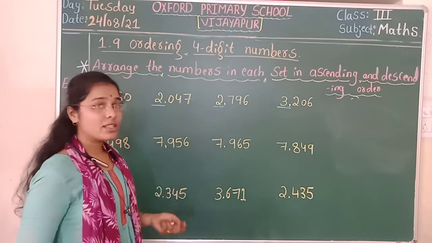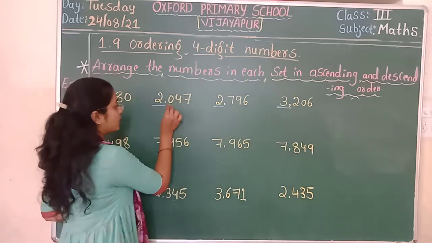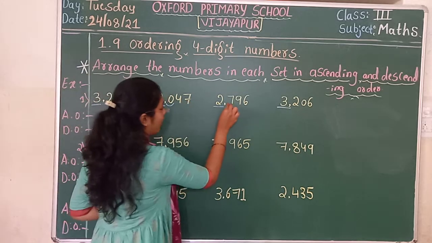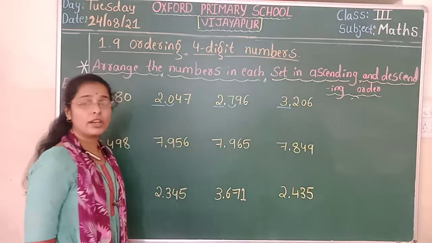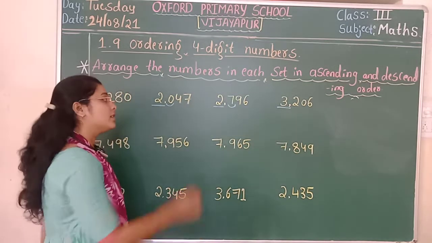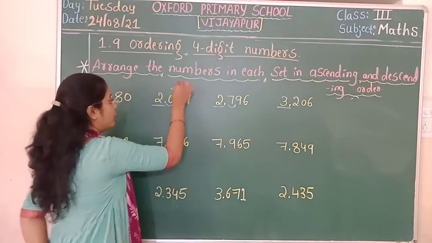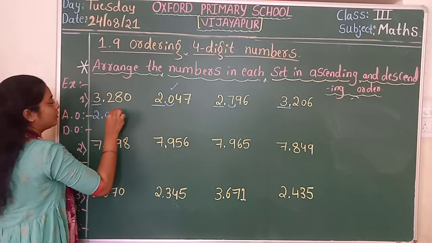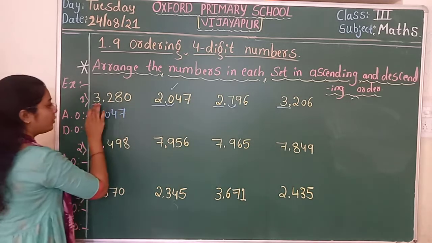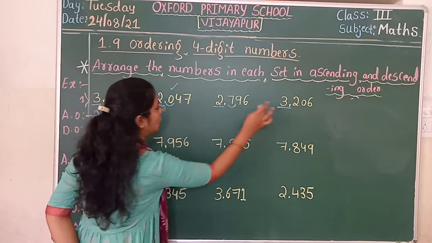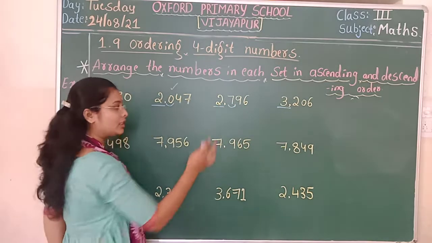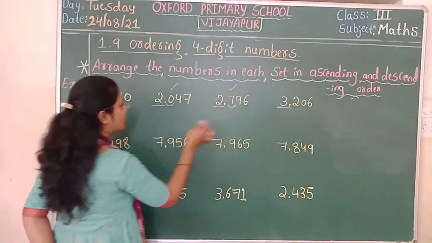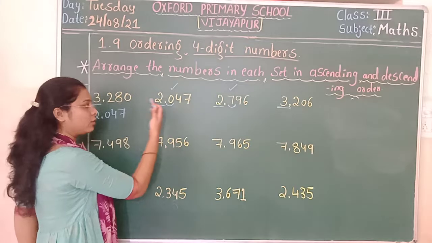To get the smallest, what do we have to do? Next, observe the next place. 0 and 7. Which is the smaller number? 0 is the smallest. So we write 2047 first. Now we have the other numbers. Which is the smallest? 2000 is the smallest. This we already completed, so we will leave this one.